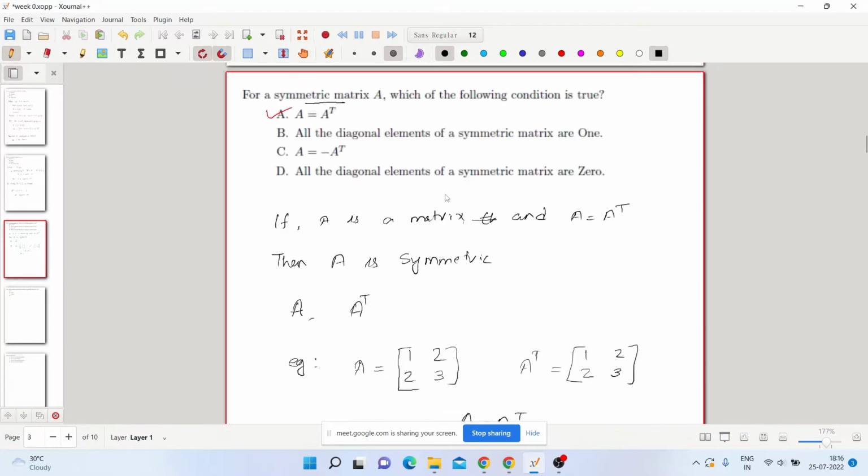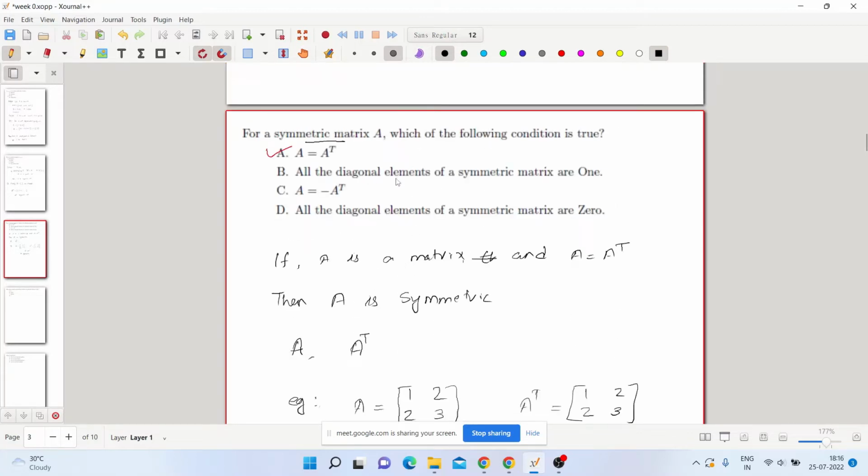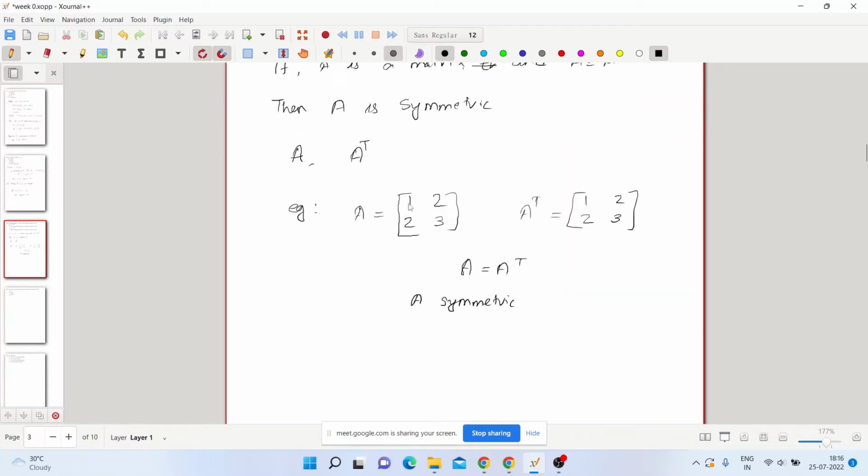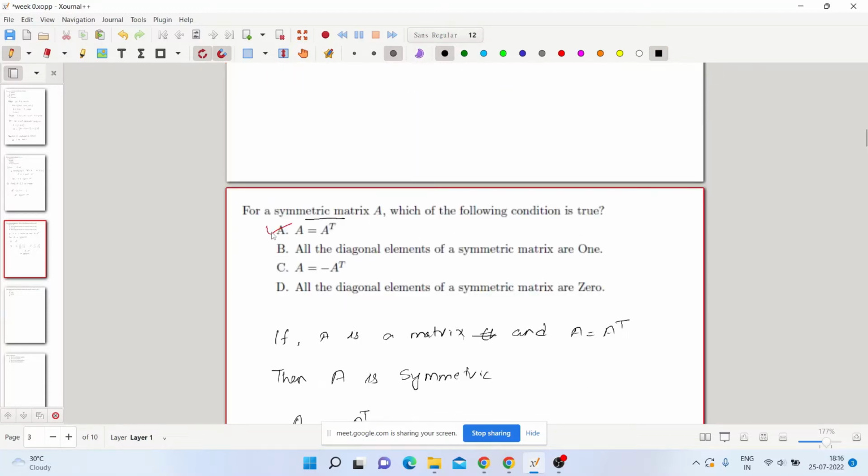For a symmetric matrix, they are asking whether all the diagonal elements are 1 or not. Let us see. Here in our example, we have diagonal elements 1 and 3. So it need not be 1 always. So option B is false. And also, A equals minus A transpose is not true. This condition is satisfied for a skew symmetric matrix. If A is skew symmetric, we can say A equals minus A transpose.